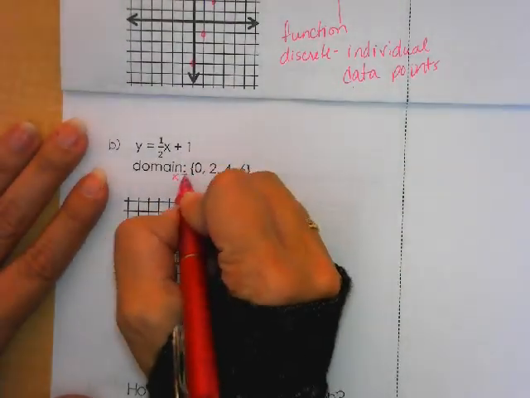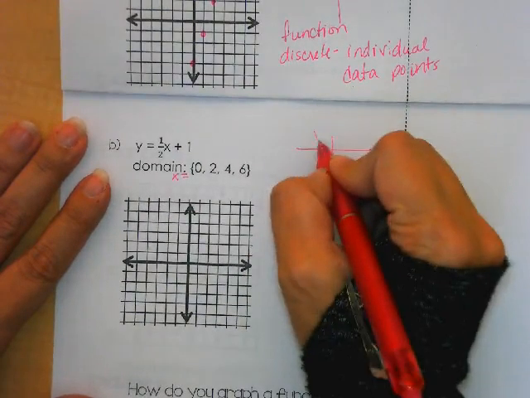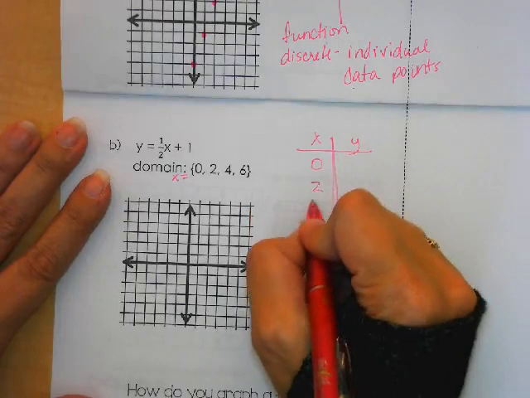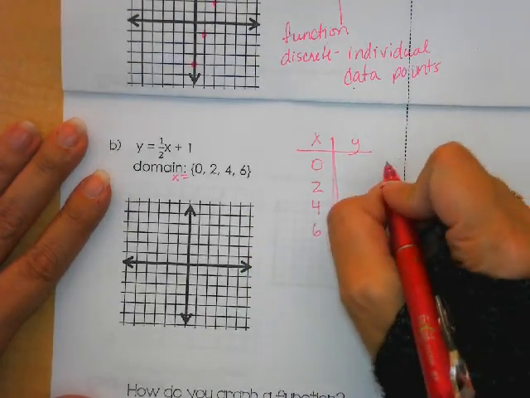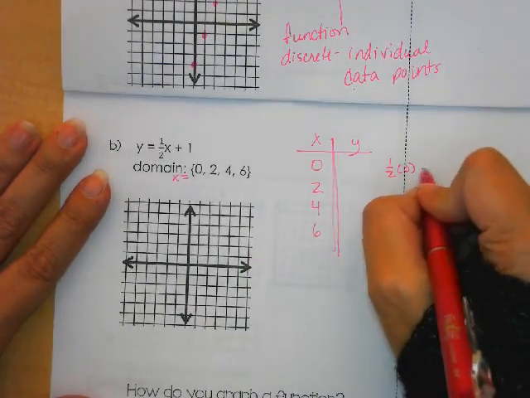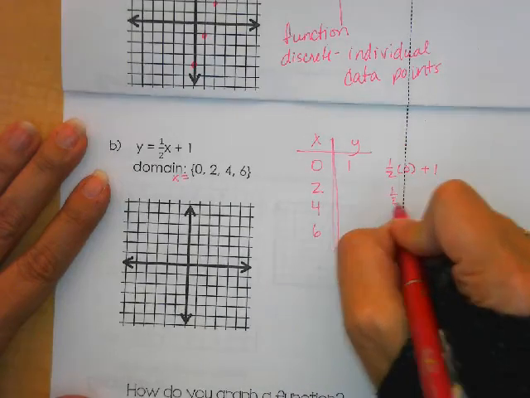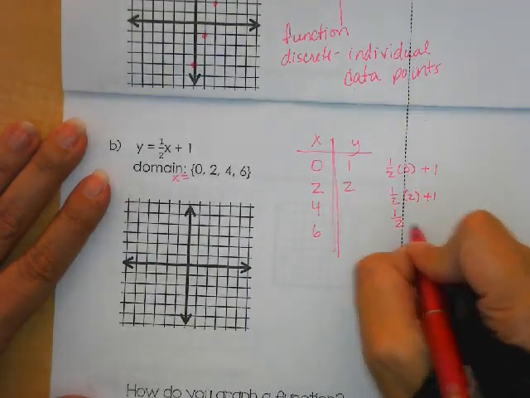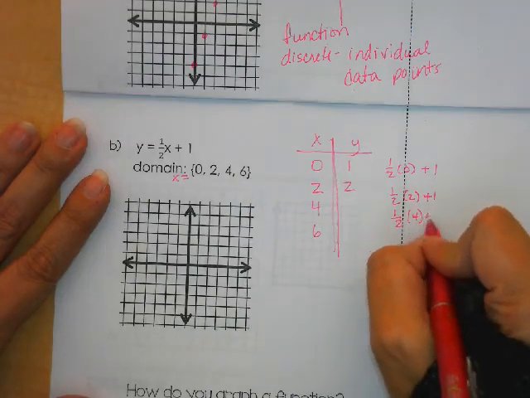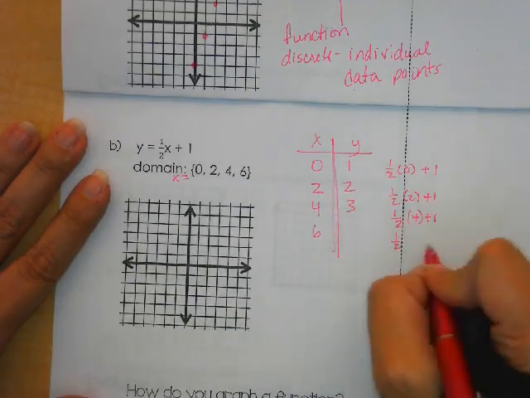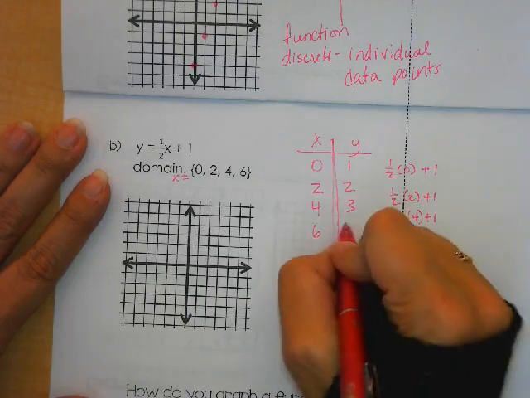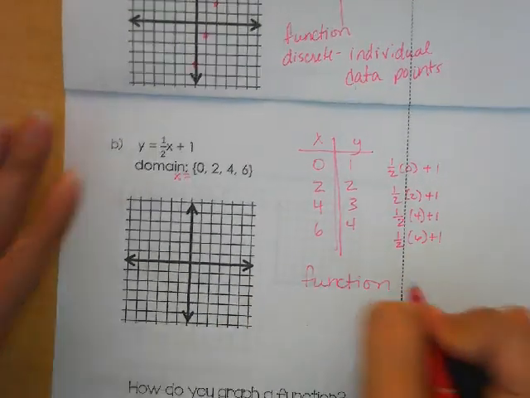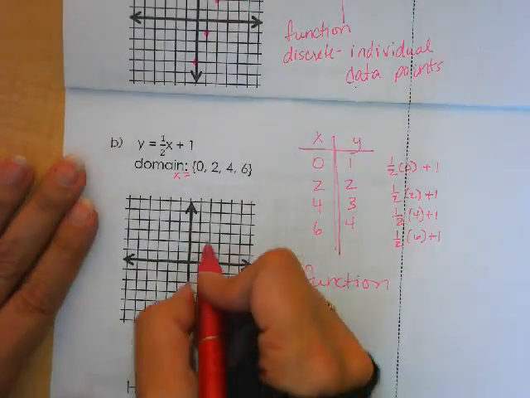So we have x and y. And we can say 0, 2, 4, and 6. So again, we're just plugging in. Half of 0 is 0, plus 1 is 1. Half of 2 is 1, plus 1 is 2. Half of 4 is 2, plus 1 is 3. Half of 6 is 3, plus 1 is 4. So again, this is a function. And we can graph it.